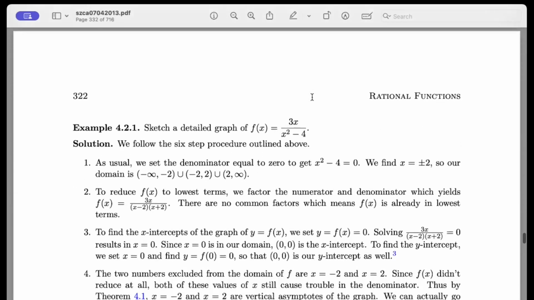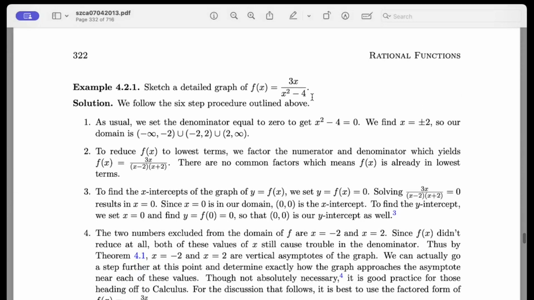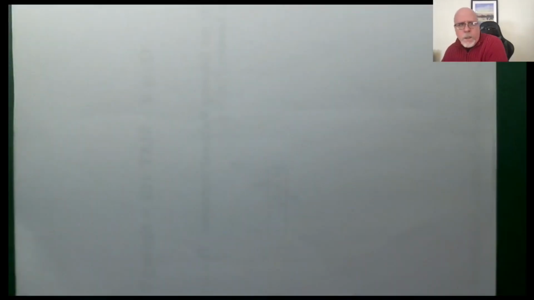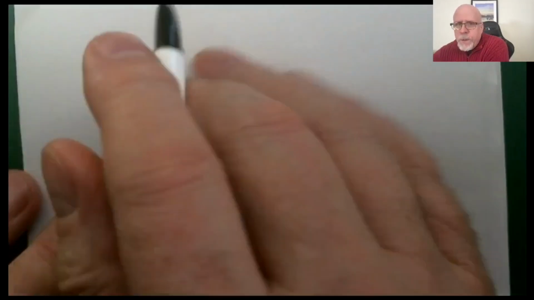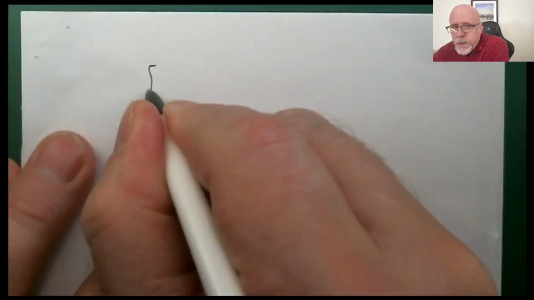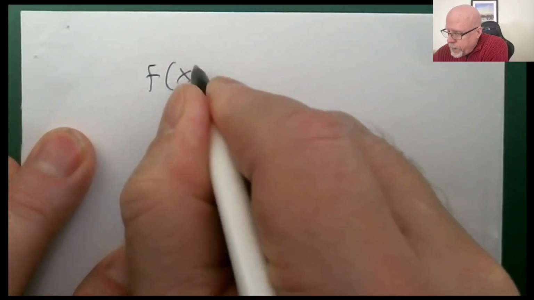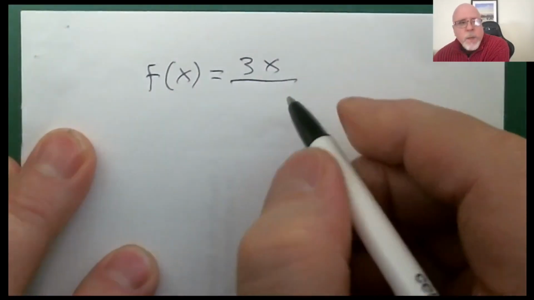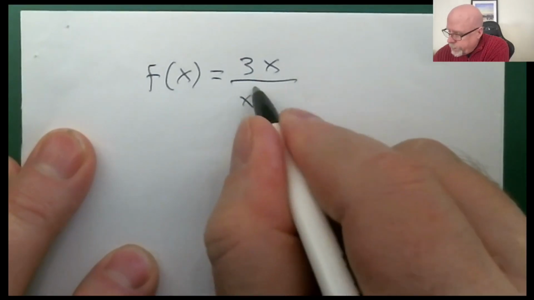All right, so the first example they go through in the book here is a pretty reasonable one to look at. I'm not going to follow along just by reading the book, though. Let's do this on paper. The rational function involved is called f of x, and we'll stick with that notation. f of x is 3x divided by x squared minus 4.